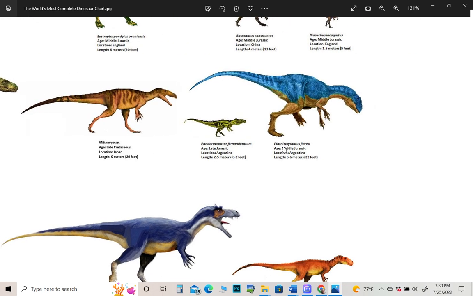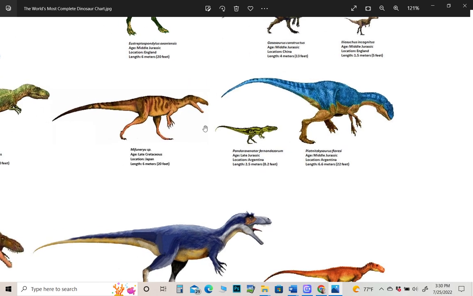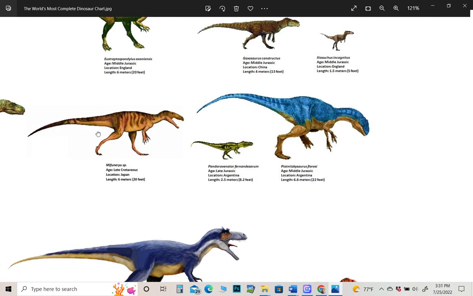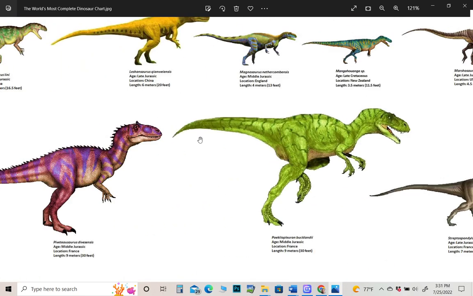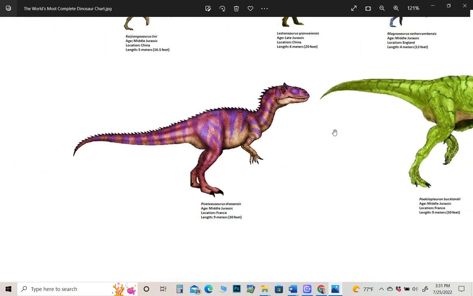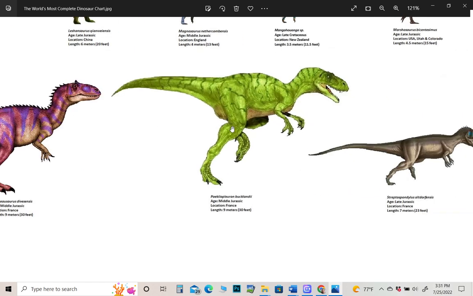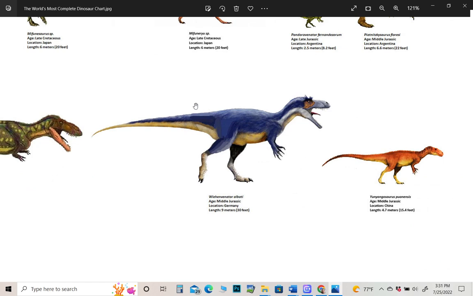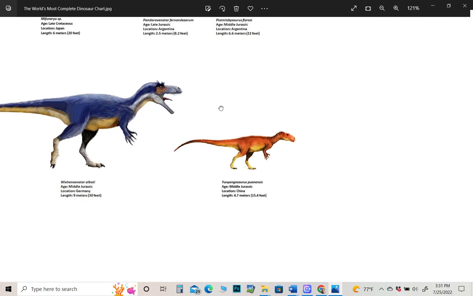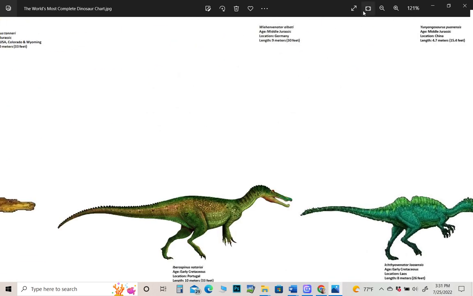Pandoravenator, Piatnitzkysaurus, which by the way I believe is a different family, but it's very closely related. It's a megalosauroid basically, so it's in this chart. Piveteausaurus, Poekilopleuron, Streptospondylus, Torvosaurus, Wiehenvenator, and Yangchuanosaurus. And let's go to the Spinosaurs.